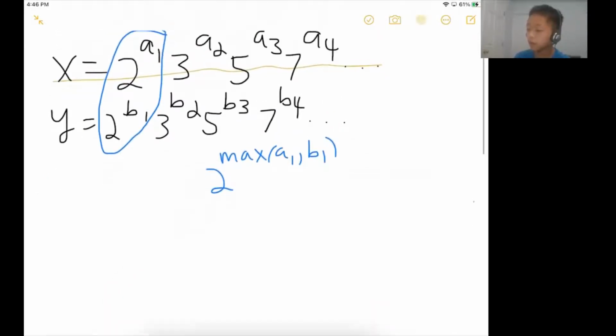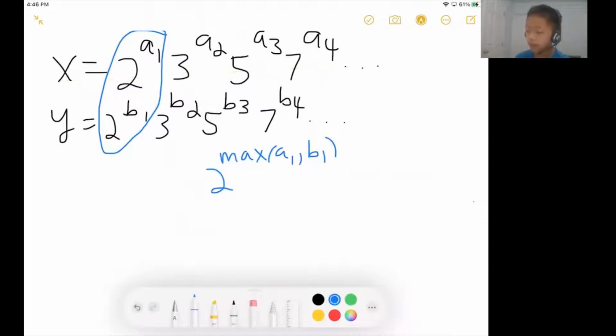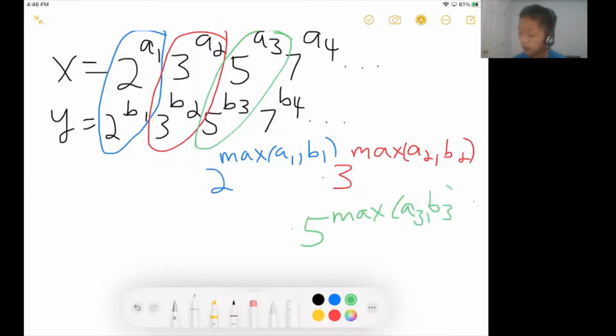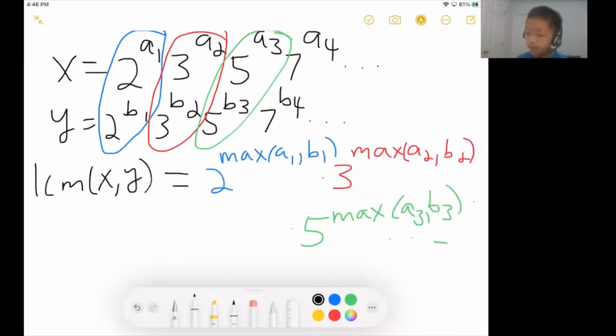And similarly, we can do the same process for the powers of 3. So if you have 3 to the a2 and 3 to the b2, then you would take times 3 to the maximum of a2 and b2. And similarly, you would do the same thing with the 5s. So you'd multiply by 5 to the maximum of a3, b3. And you would continue this process on and on for each of the powers of primes. And this would equal the least common multiple of x and y.